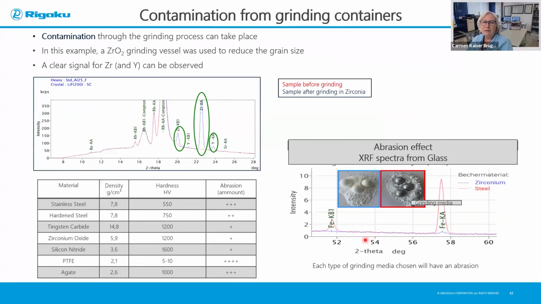And here you can see some examples of contamination. So, for example, if you use a zirconia media, then you will have peaks of zirconia and, of course, yttrium. And then, of course, if we use a chrome steel bowl, you can see we contaminate the sample with iron. So these different materials that we use have a certain hardness, and they have a certain amount of abrasion. So we need to be aware of this.